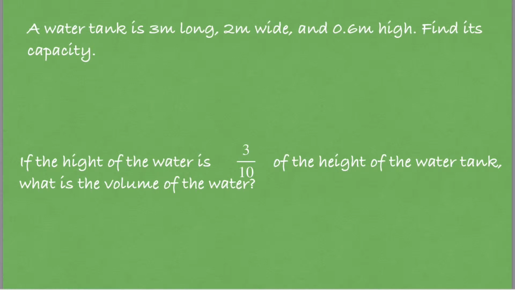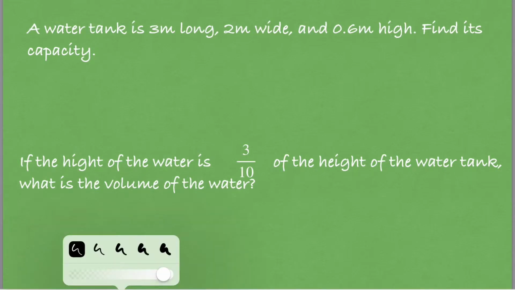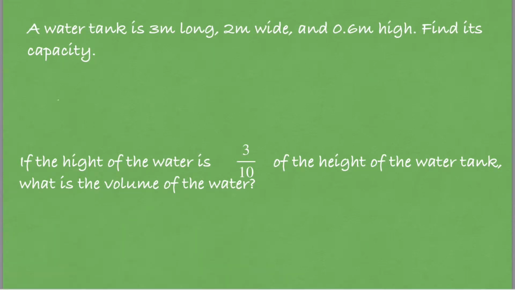Hello, today I am going to solve three questions about capacity and volume. First question: a water tank is 3 meter long, 2 meter wide and 0.6 meter high. Find its capacity. And as you remember, the volume formula of the cuboid was length times width times height.